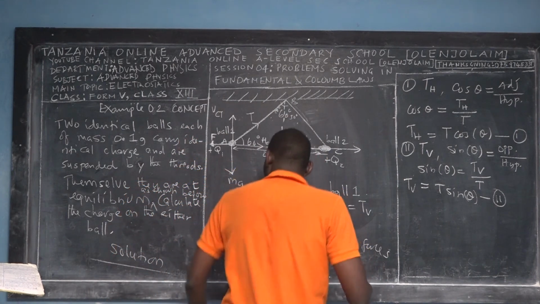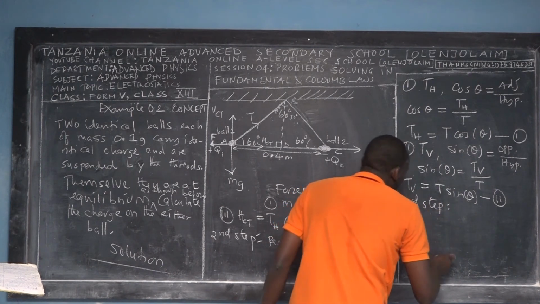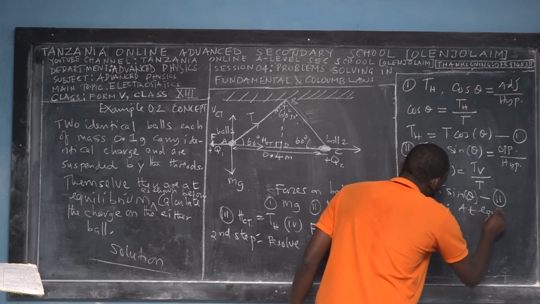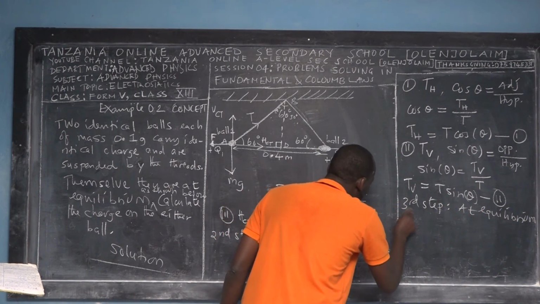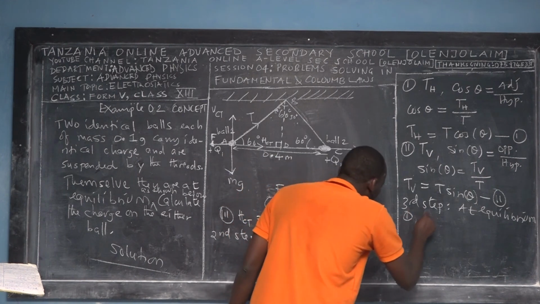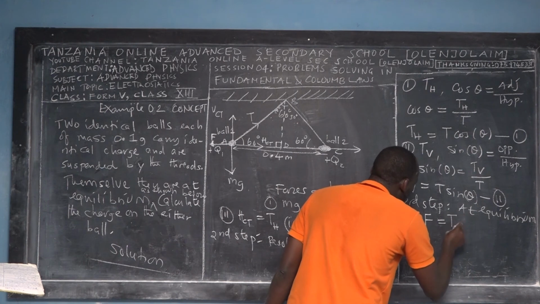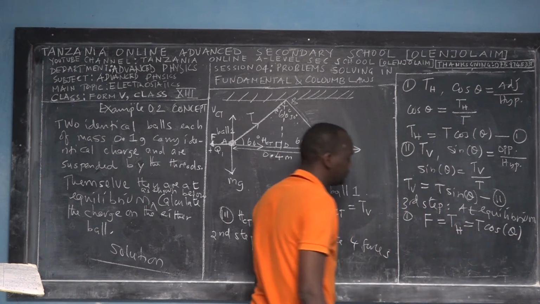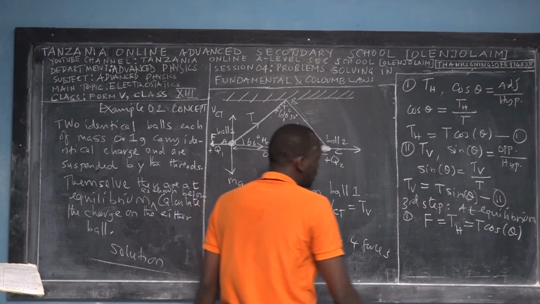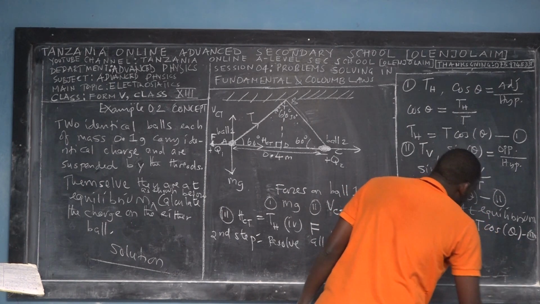Right? So that is the steady state step. At equilibrium, number 1, what are we going to experience? The electrostatic force of repulsion. This will balance with the horizontal component of tension. The horizontal component of the tension is equal to the tension times cosine of angle theta. So this will make equation 3, just for the purpose of labeling.